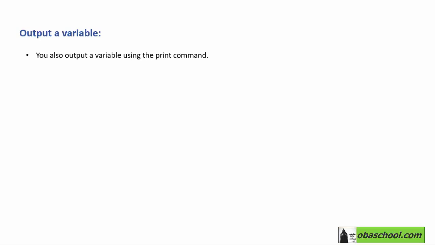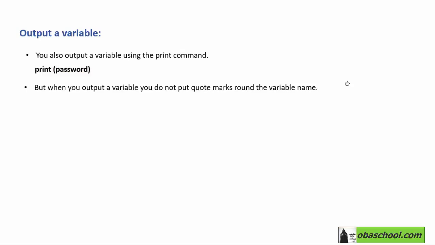So you can also output a variable using the print command. Look at this example. This is how you can output a variable. Print two brackets and then you write the password inside. However, you must be careful because when you output a variable, you do not put quote marks around the variable name. As you can see, we wrote password without the quote marks.